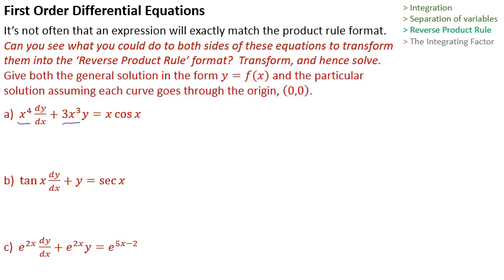If you manage to find out, then the next step is to solve the differential equation. Once you've got it looking like reverse product rule, then find the general solution to the differential equation, and then also find the particular solution. And we're going to use the same set of boundary conditions for all 3 of these. So let's assume that the curve goes through the origin, the point 0, 0. Pause the video, have a go at those 3 questions, see how much headway you make.